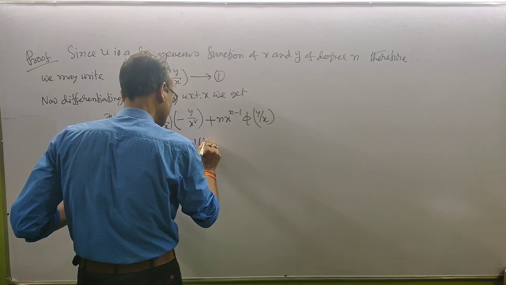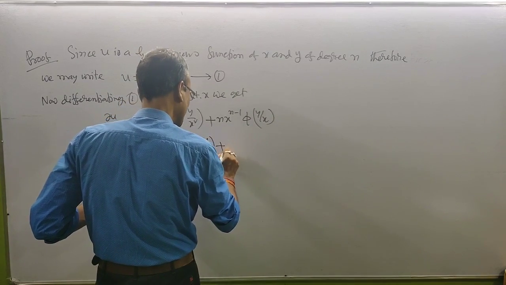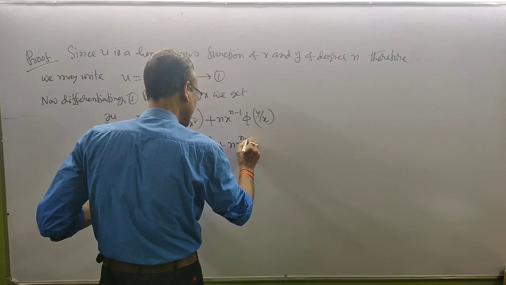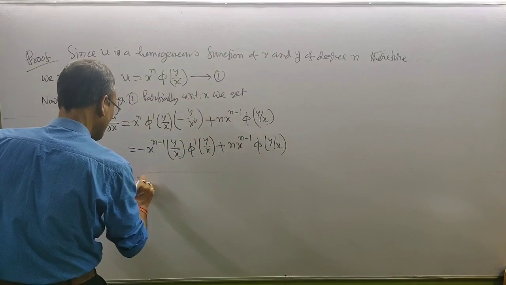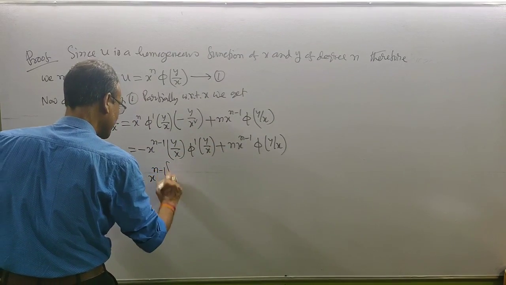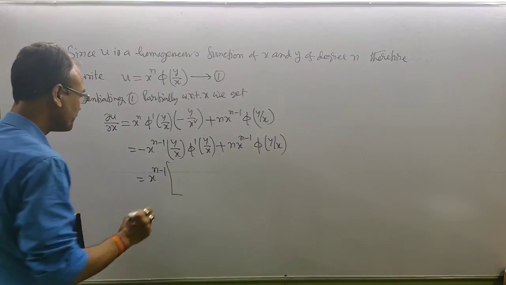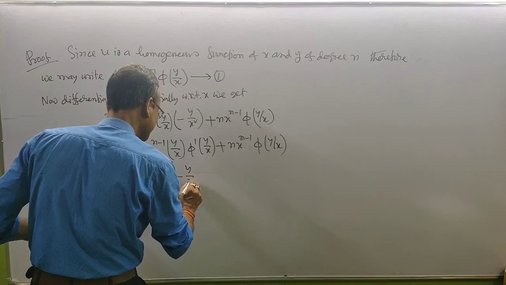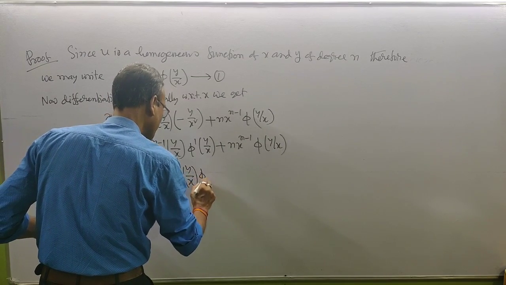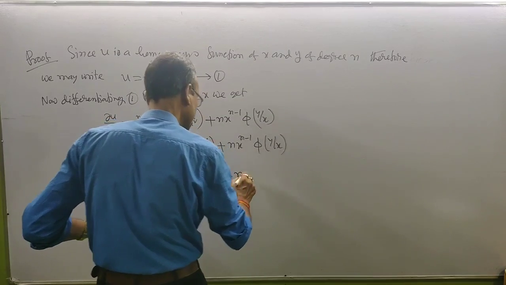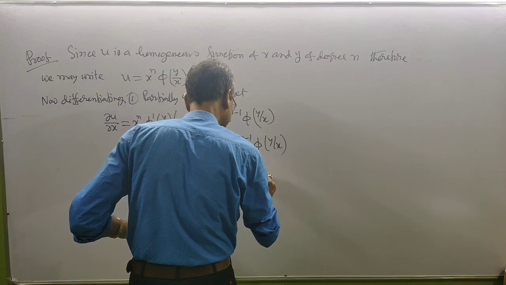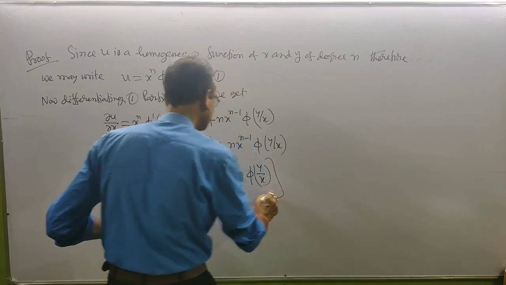phi dash y by x plus n x to the power n minus 1 phi of y by x. Or, you may write x to the power n minus 1 times minus y by x phi dash y by x plus n phi of y by x. You may write like this.